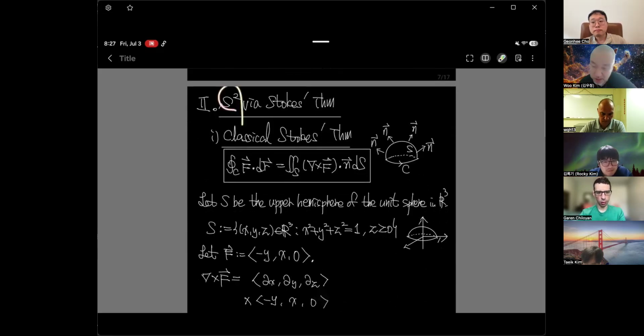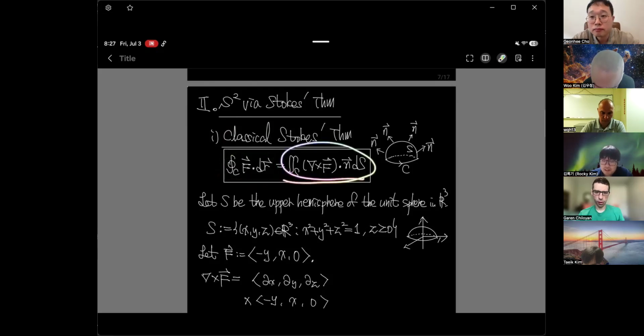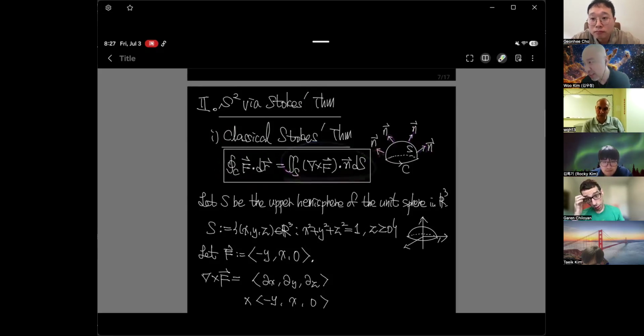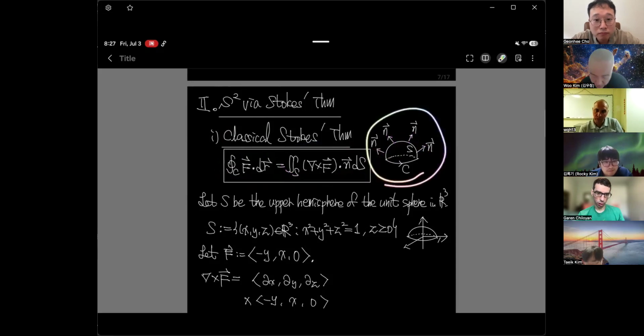So we're going to do the integral on S2 using Stokes theorem, where the first one is just classical Stokes theorem in multivariate calculus. We have a unit normal vector, usually outward by convention, but it depends on the situation. For this presentation, I'm going to use the outward unit normal vector.